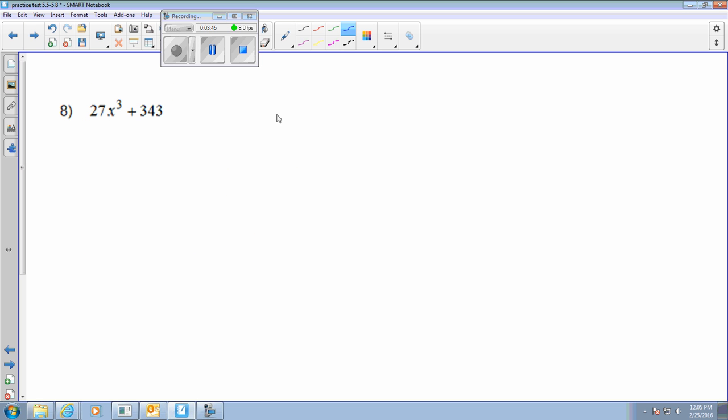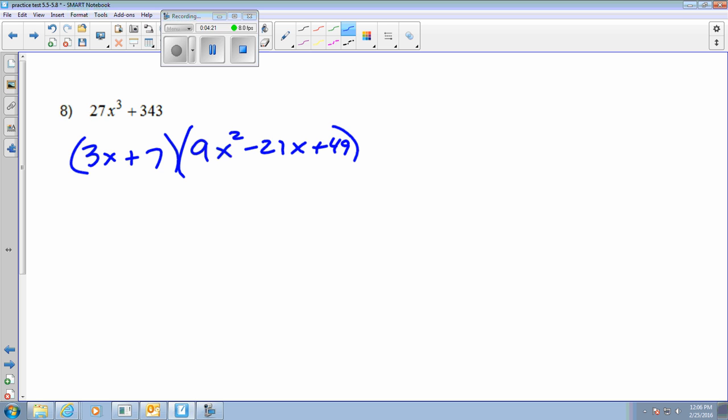Number 8. Looks like a cubic, so I have cubed numbers and a cubed power and a cubed number, so I'm going to go binomial, trinomial. And I'm going to go cube root of my first term is 3 and x. Cube root of my last term, I'm going to get my calculator out here. And it says 7. And so the sign stays the same. Square my first term gives me 9x squared. Multiply them together, opposite sign. And then square the last term gives me 49.